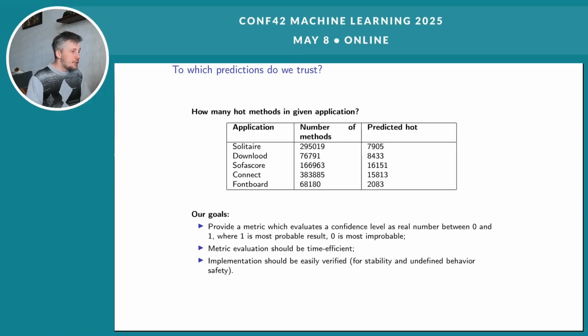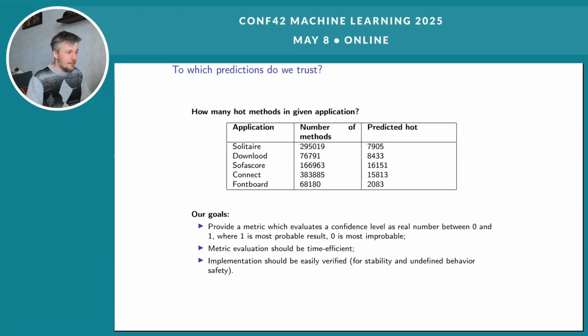So, which predictions do we trust? Consider the following example table. Here we see some user applications for Android. For each application, we see the number of methods in this application, and in the last column, we see the number of methods which are predicted hot. How confident are we in these numbers? Does almost 8,000 hot methods look okay for a solitaire application with almost 300,000 methods? Or does almost 10% of hot methods look reasonable for a SOFA score application? We need a metric to measure a confidence level in such cases.